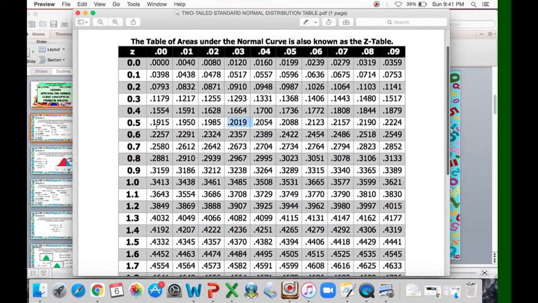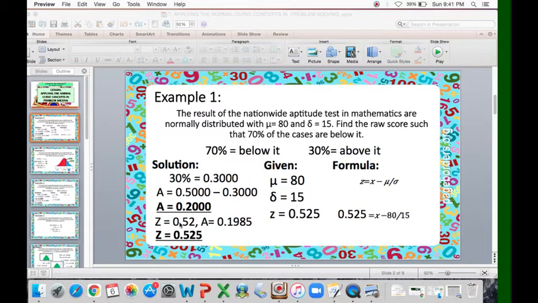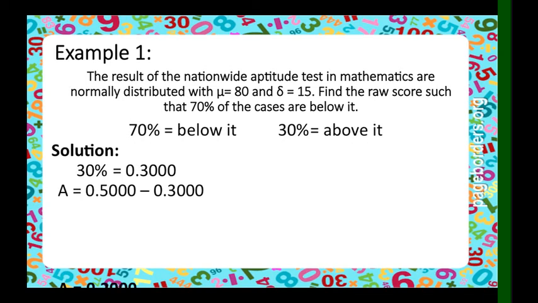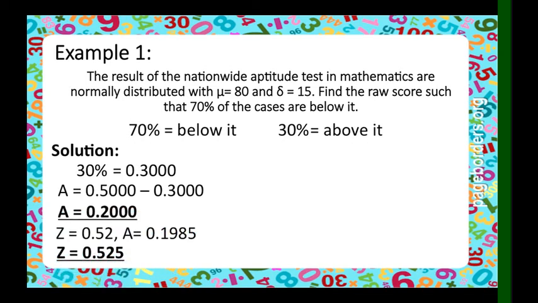0.5 plus 0.02, and then 0.5 plus 0.03. Let's add 0.52 and 0.53 divided by 2, and the answer is 0.525. So that is our z-score. Let's go back to our problem. The z-score we got is 0.525.